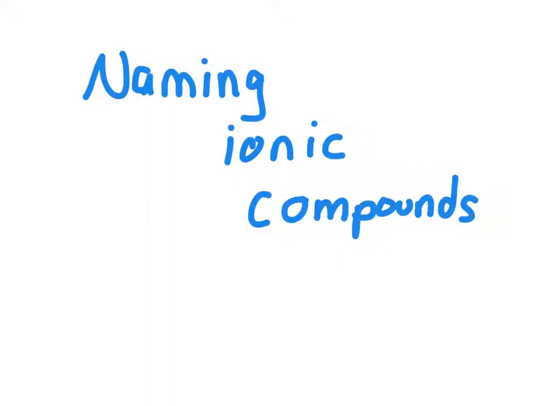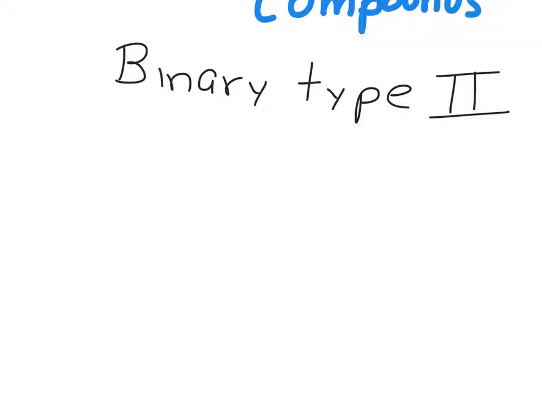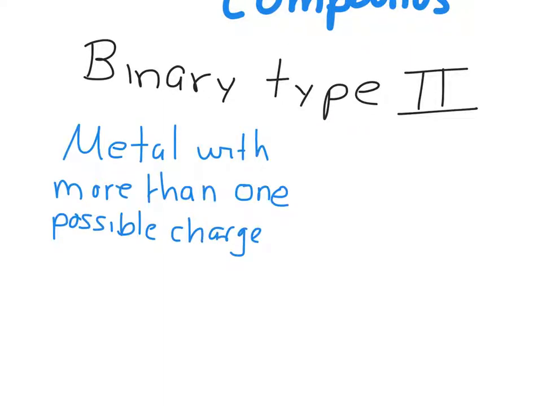Hello guys. In this video I will tell you how to name the ionic compounds, the ones that I call binary type 2. I call binary type 2 the ones that have a metal with more than one possible charge with a non-metal.